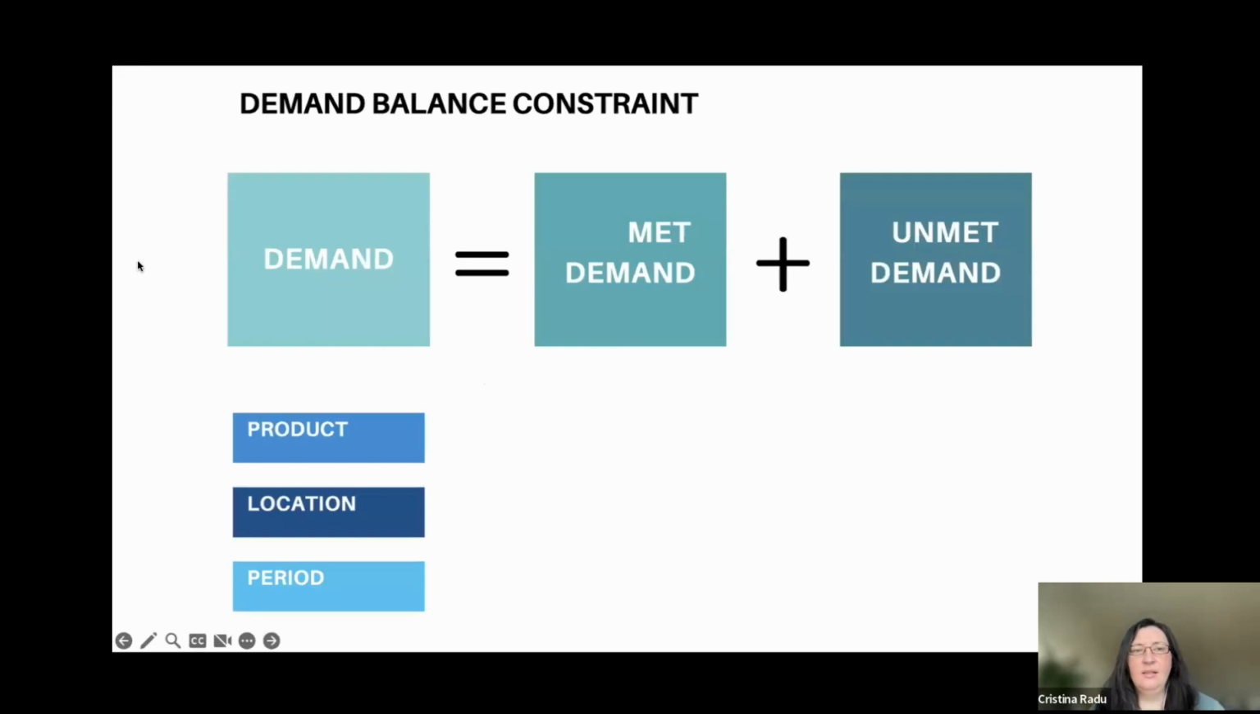So let's start. This is the demand balance constraint. I told you last week that we have the demand, which is an input. This is the input demand. It's a constant, and this is the driver of the solver. So everything that happens in the solver starts with demand.